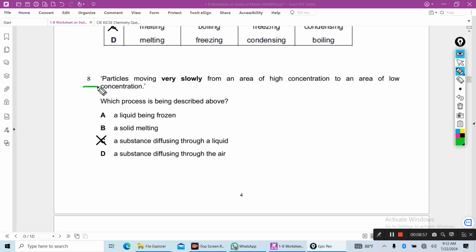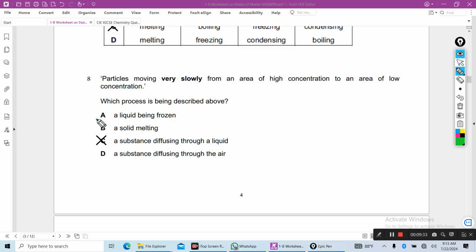Number 8. Particles moving very slowly from an area of high concentration to an area of low concentration. Which process is being described above? So C is the right answer: a substance diffusing through a liquid. Yes, particles move through a liquid very slowly. So here C is the right answer.